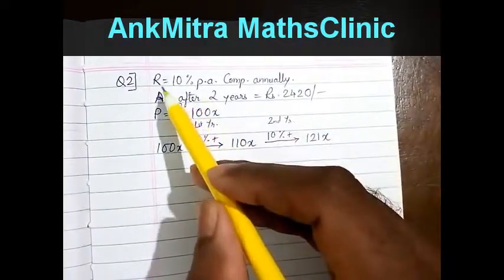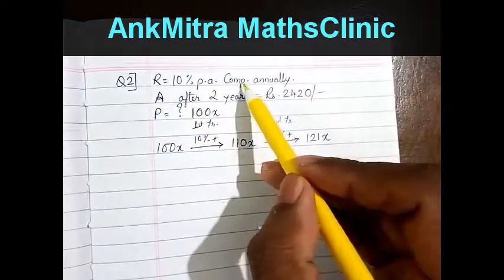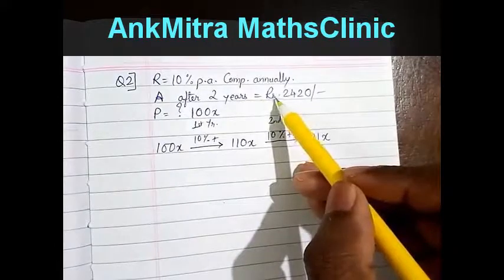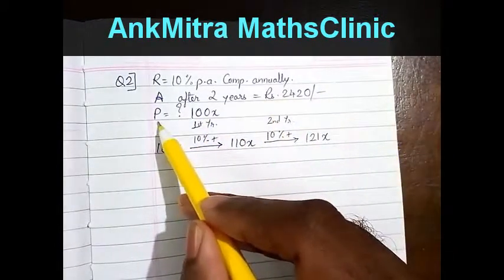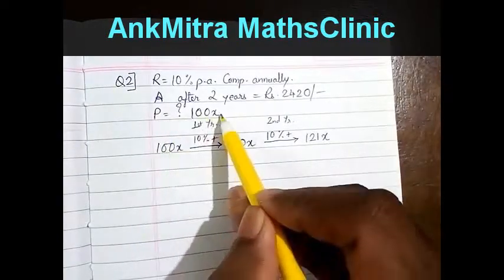In this question, they are given that rate of interest is 10% per annum, which is compounded annually. Amount after 2 years is rupees 2,420, and we are asked to find the principal. So in this case, I would like to start with the principal of 100x.